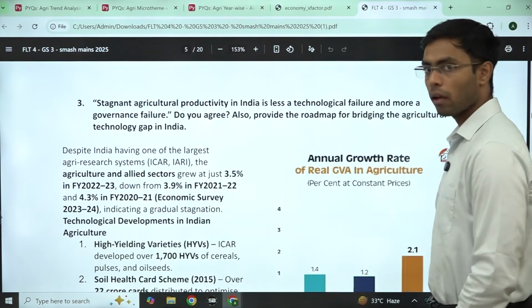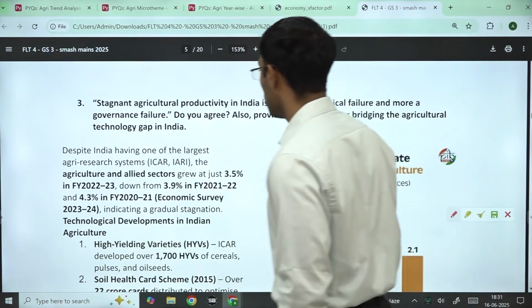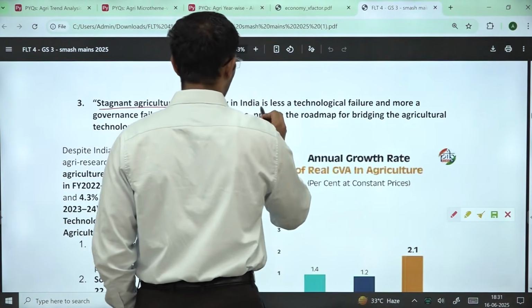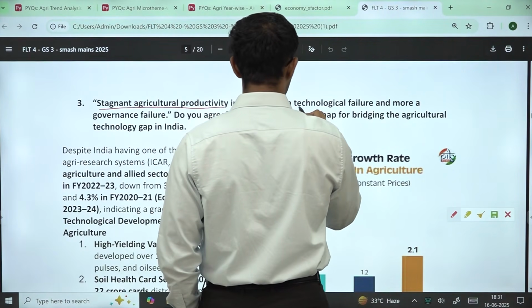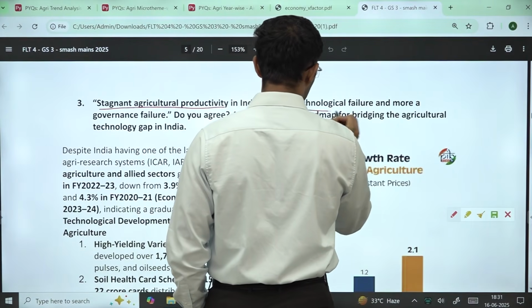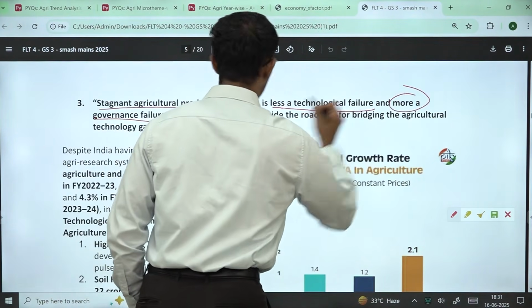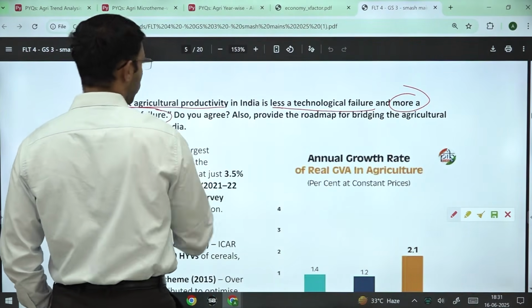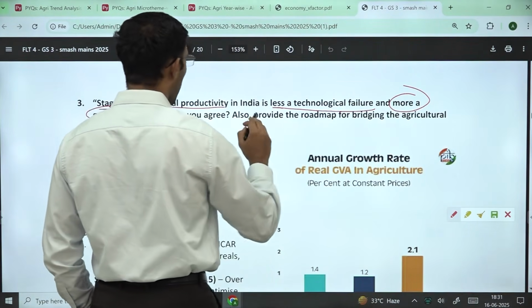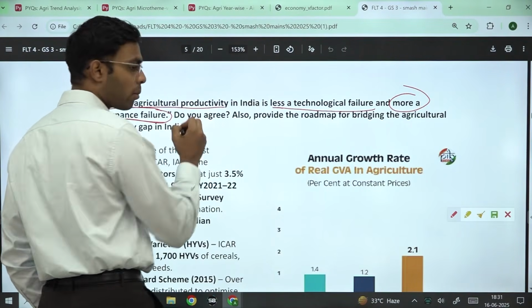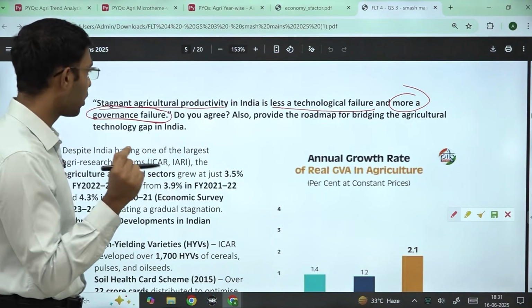Now, again, I'm going to show you how I read the question. Now, stagnant agricultural productivity. So stagnant productivity in India is less a technological failure and more a governance failure. More a governance failure. Now, this is something that you must underline because you don't have to talk about the technological failure more. You have to talk about the governance failure more. This is a very fine line here. I will explain it again.